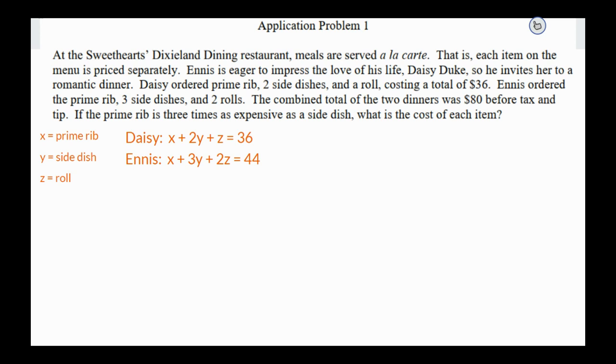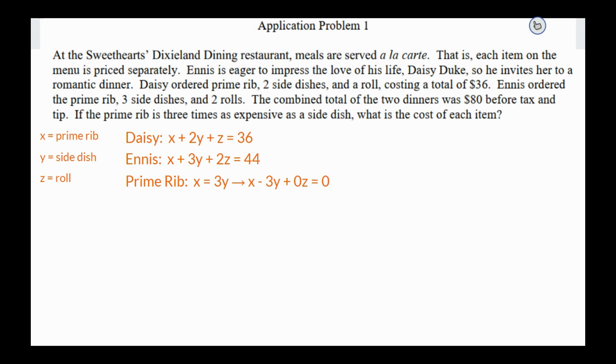Okay, the last one is the tricky one. If the prime rib is 3 times as expensive as a side dish, so the cost of the prime rib is equal to 3 times a side dish, right? Because the prime rib is 3 times as much, so x equals 3y. We're gonna write it in the same form as the other two. So x minus 3y plus 0z equals 0.